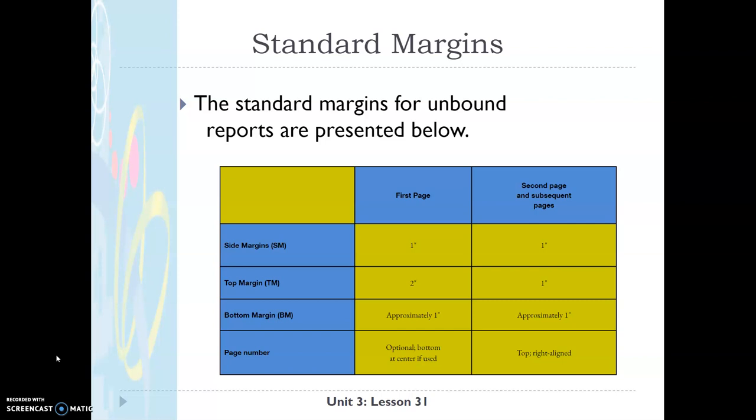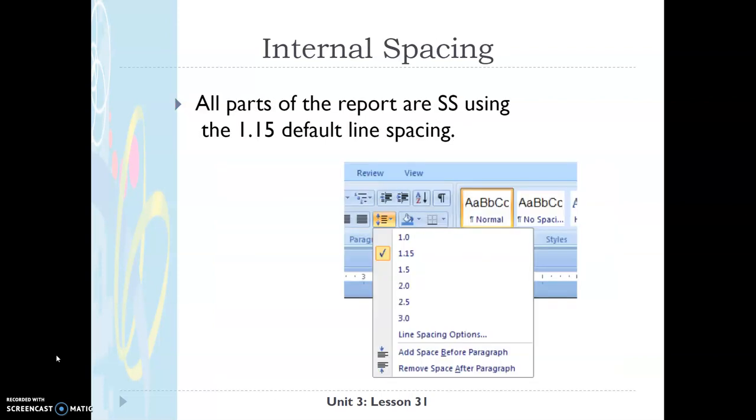Now, standard margins for the formatting of Unbound Reports are as follows. The first page will have a 2-inch top margin, where it's only 1 inch on the second and following pages. The first page will have approximately a 1-inch bottom margin, as will the second and following pages. And then page numbers on the first page are optional, and if they are used, they are on the bottom center. For all second and following pages, they're going to be in the upper right-hand corner. We'll walk through exactly how to format this as we develop these reports.